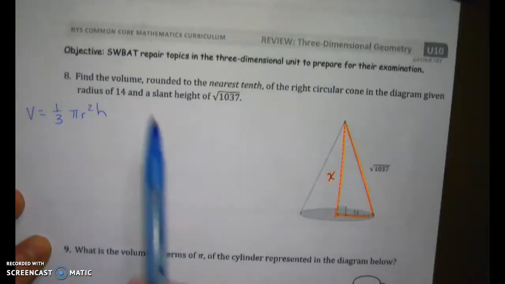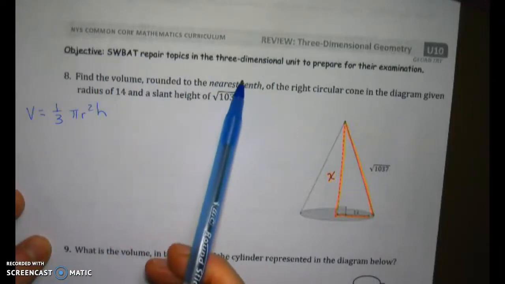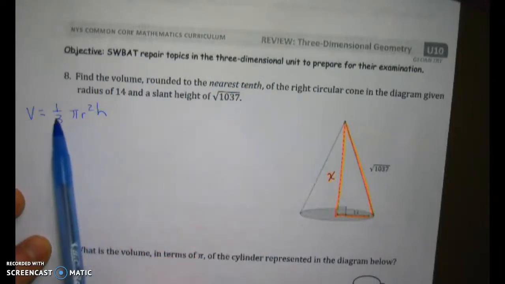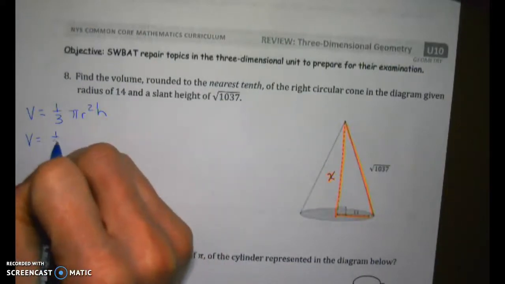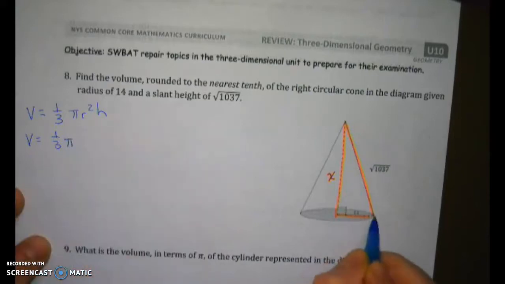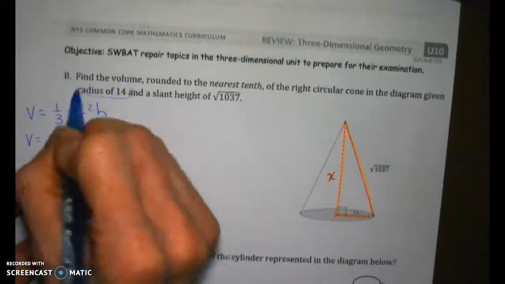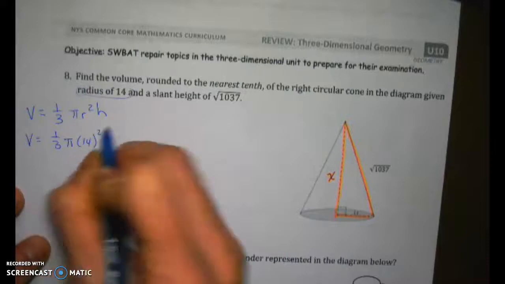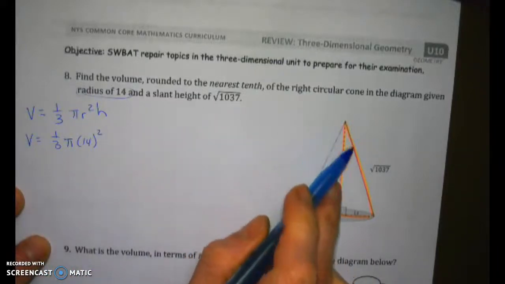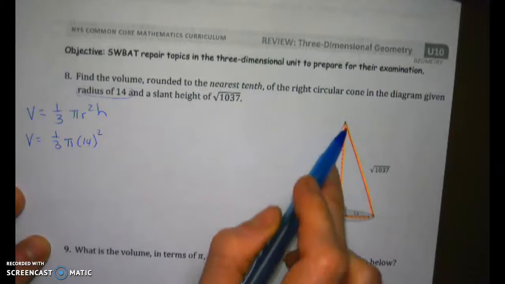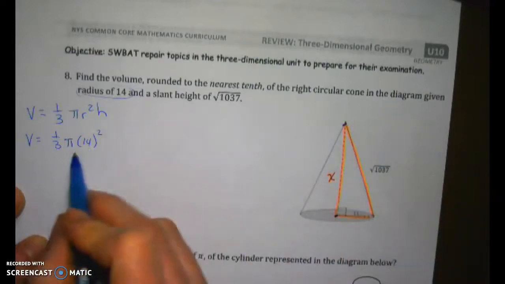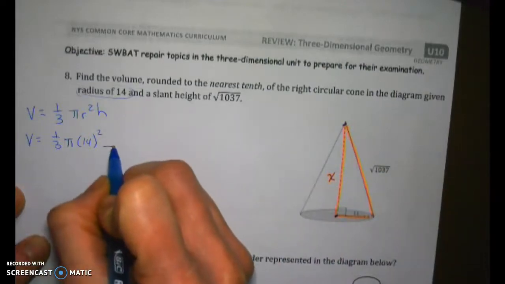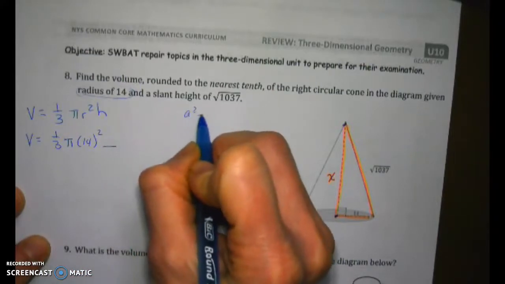So number 8 says find the volume rounded to the nearest tenth, so you know you're going to get a decimal, of the right circular cone. So we're starting out with the formula of 1/3 pi r squared h. So volume is 1/3 times pi times the radius, which is the 14, right? They told you the radius is 14. We're going to square that, and then what they're giving you is the slant height. What we actually need is the height of the cone, which is that perpendicular distance from the center of the circle to the top of the cone. So the first thing we're going to have to do in order to find that height is we're actually going to need to do the Pythagorean theorem.